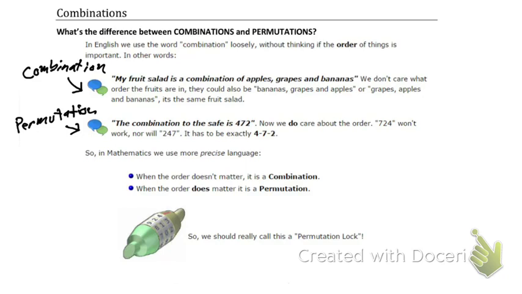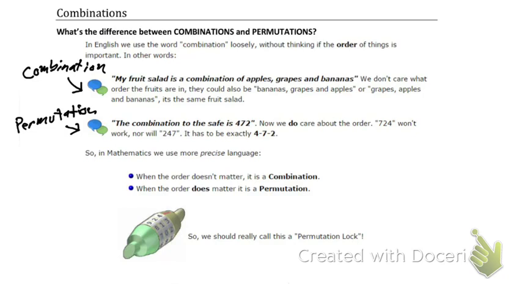This one's a permutation because order is going to result. Depending on what order I have, the 472 is either going to open that locker or it is not going to open that locker. So in fact, you shouldn't be calling your locks combination locks. They're actually permutation locks. Permutation is where order matters. Combination is where order does not matter.